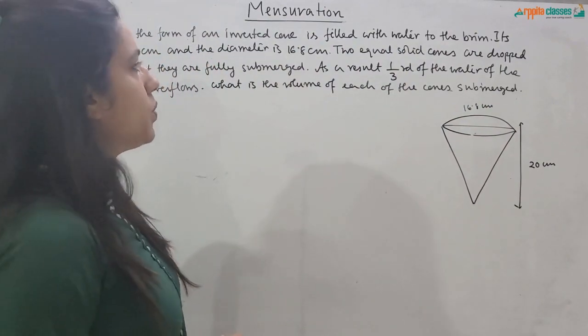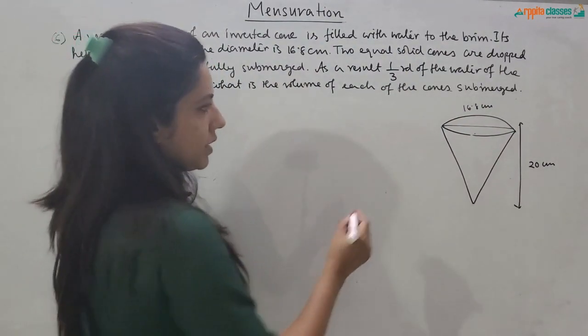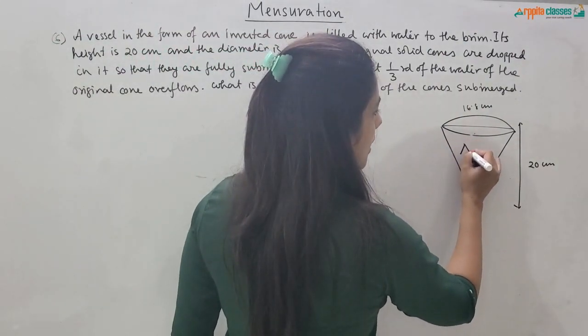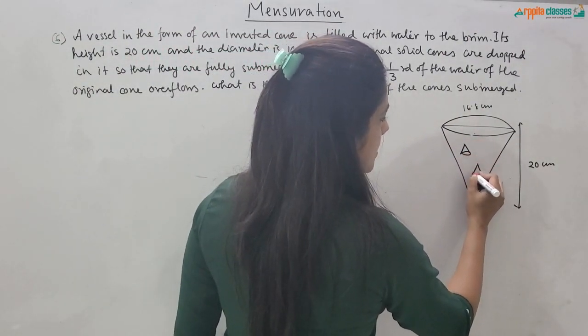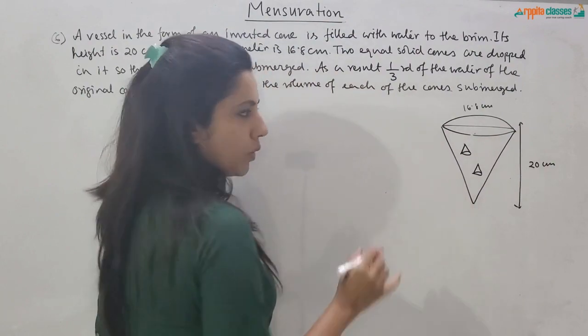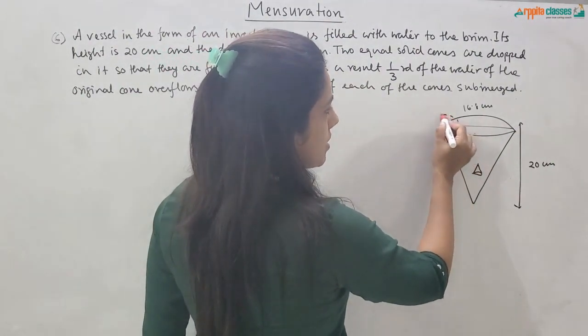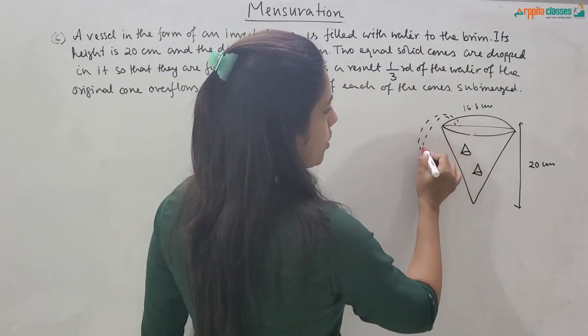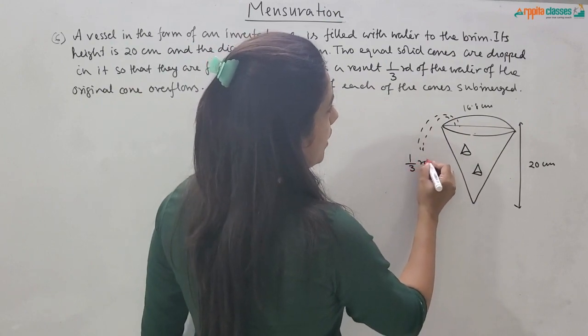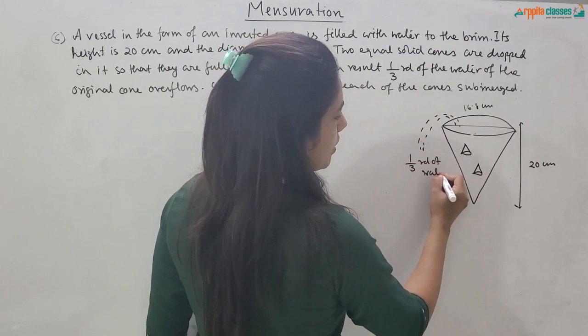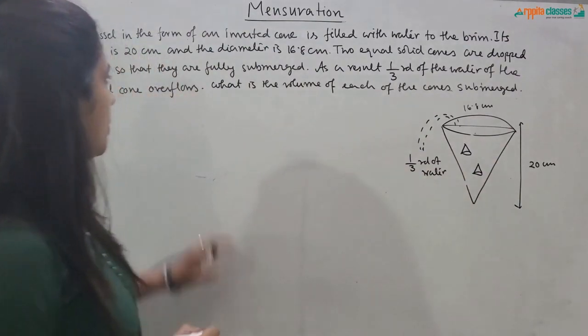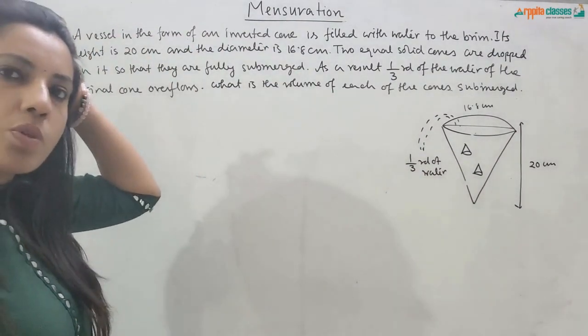Two equal solid cones are dropped on it. This is one cone and this is another cone. These two cones are equal. They are dropped on it so that some water flows out. And how much water flows out? 1/3 of water flows out. You have to find out the volume of each of the cones submerged.